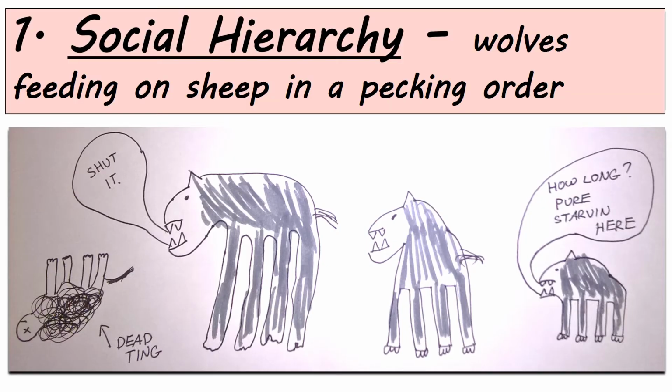So the first one here, this is social hierarchy, and I'm hoping that you're able to identify these as wolves. They are feeding on the sheep, and it's in a pecking order. I suppose that's demonstrated by the kind of key. You'll be able to work that out from this guy at the back here, waiting his turn.